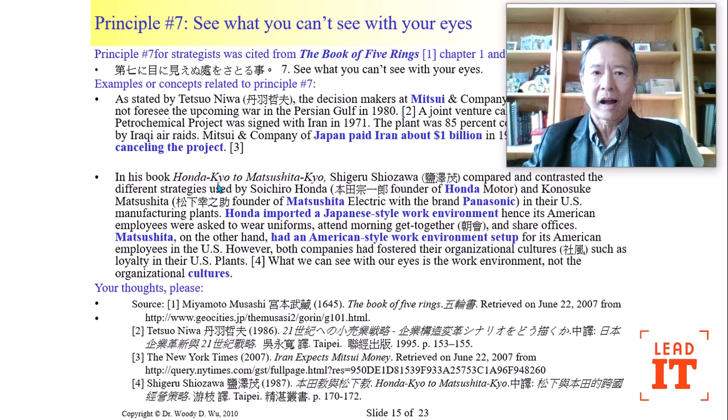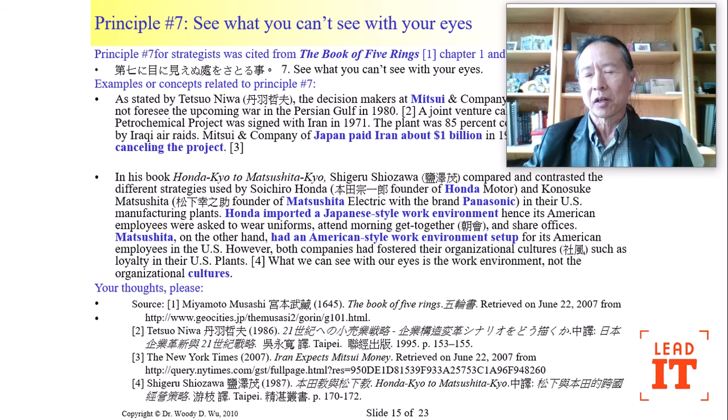In his book, Kenichi Honda wrote a comparison and contrast between Honda and Matsushita. He stated, Honda imported a Japanese style work environment. On the contrary, Matsushita had an American style work environment. So although it looks like you say, hey, this is Japanese style management and that is American style management, deep down inside they are pretty much similar. Dr. Woody Wu says what we can see with our eyes is the work environment, not the organizational culture.